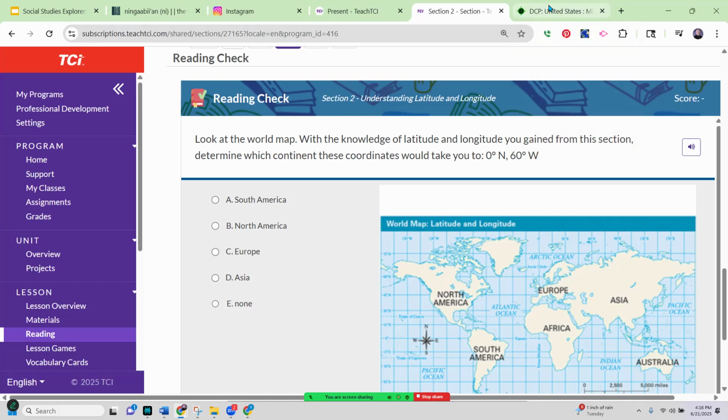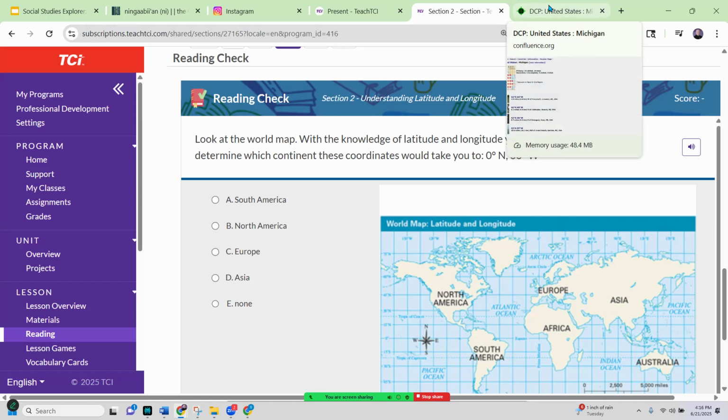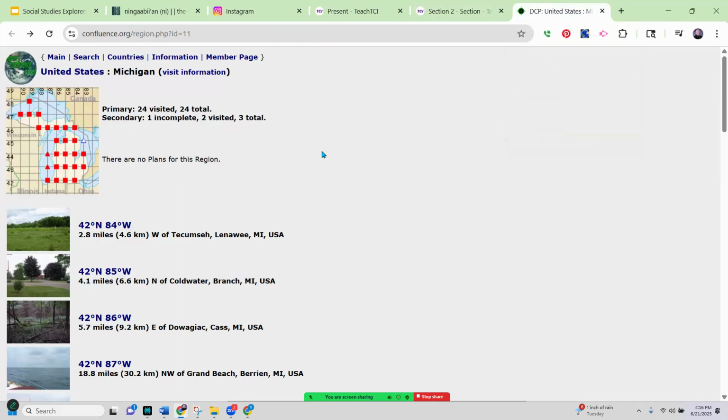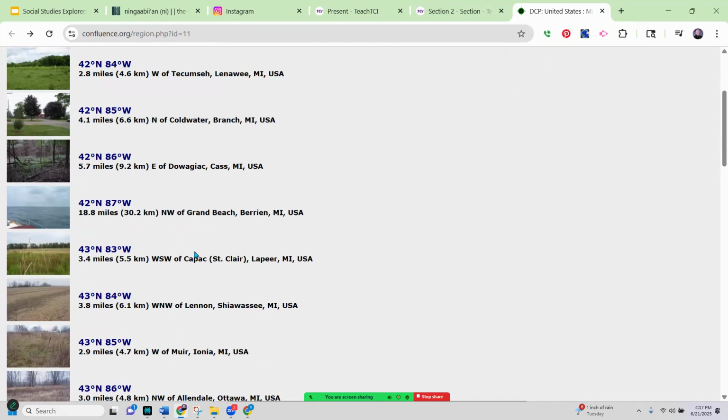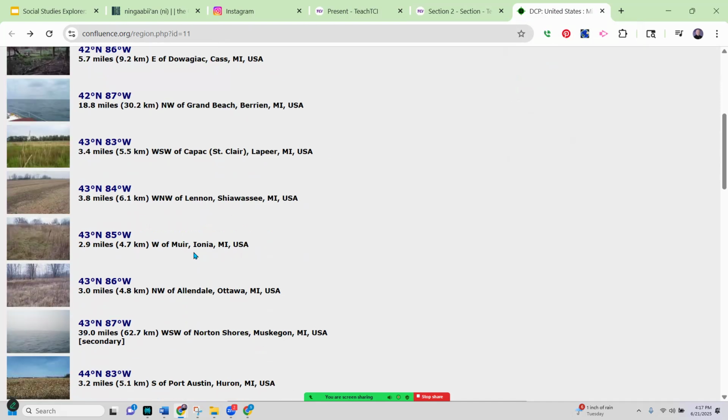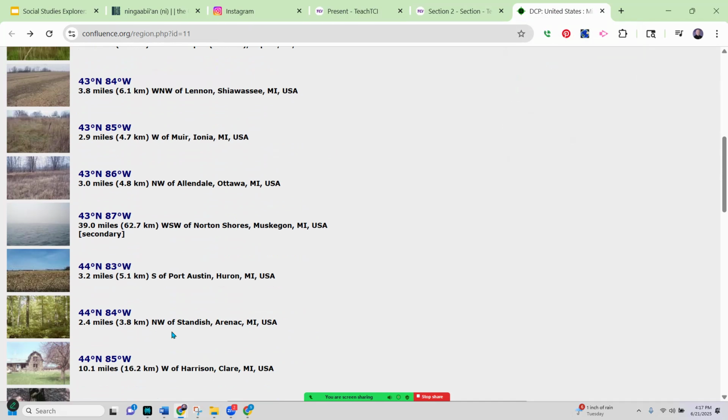An optional task today, if you're interested, and this is referenced back in the main part of the PowerPoint, you can go and see where different things are located. So at 42 and 84, we're in Lenawee County. Scrolling down here, let's see how close we can get it. Saguenay is near 44 North and 84 West. Just north of us here is Harrison, a little west of there, 44 and 85.